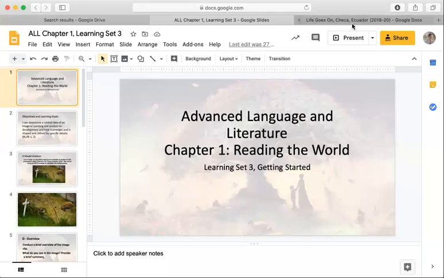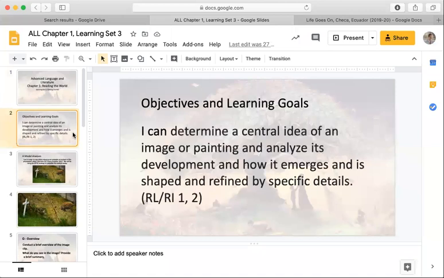Okay, so we are going to go through an OPTIC analysis in this screencast today as part of the third learning set for the Advanced Language and Literature Chapter 1, Reading the World chapter. Let's start by reviewing the objectives. Your main objective is that you can determine the central idea of an image or painting and analyze its development and how it emerges and is shaped and refined by specific details.